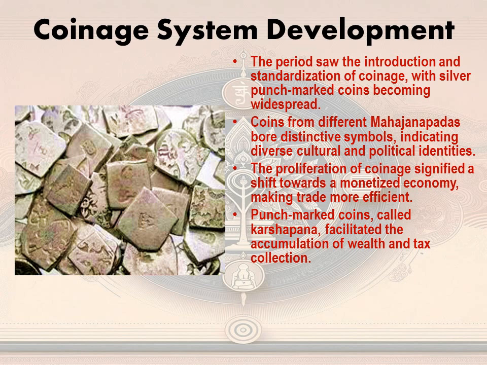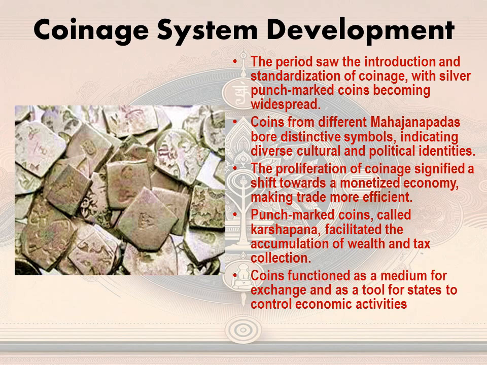Punch marked coins called karshapana facilitated the accumulation of wealth and tax collection. So punch marked coins were popularly known as karshapanas, and they were the main implements of wealth, and tax collection used to be done with the help of deposition or submission of punch marked coins to the rulers. Coins functioned as a medium for exchange and as a tool for states to control economic activities. So this functioned as a medium of exchange, and also it was a tool to control the economic activities of the state.